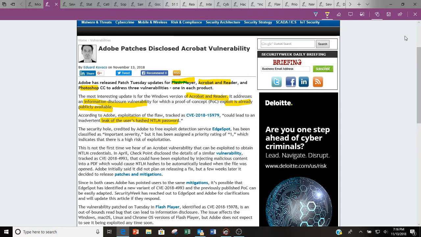You should be patching your critical and high vulnerabilities within 30 days, at maximum 30 days of patch release, but it's best to do it within 24 to 48 hours if at all possible.